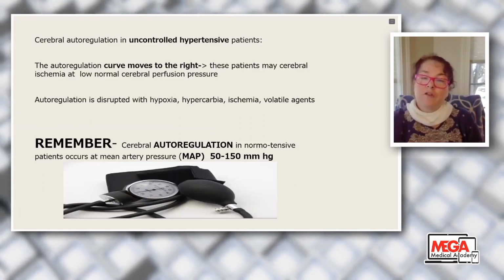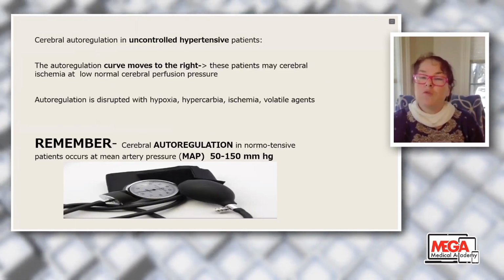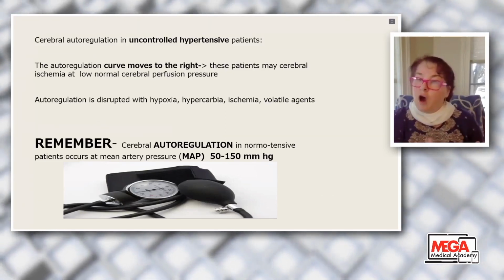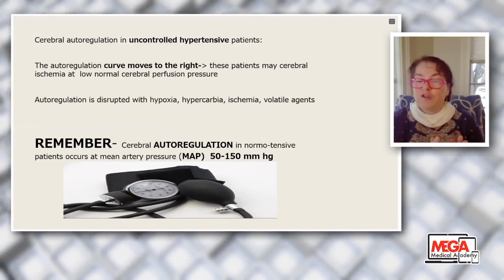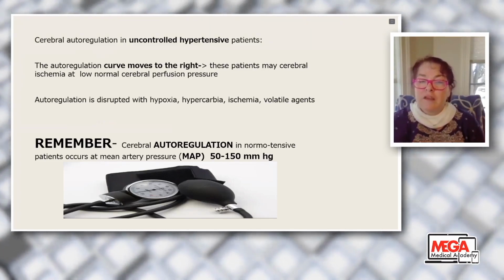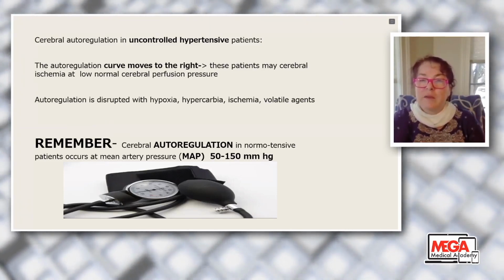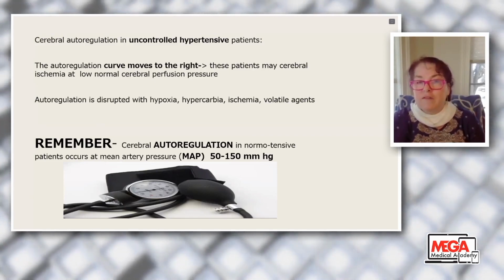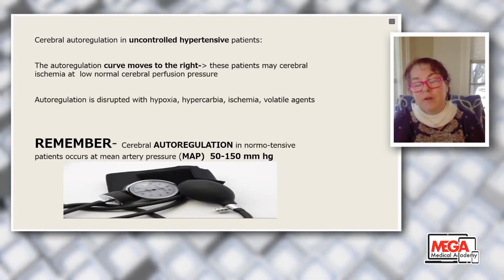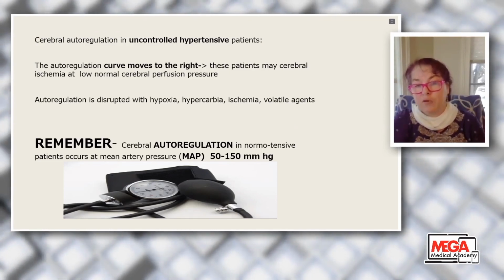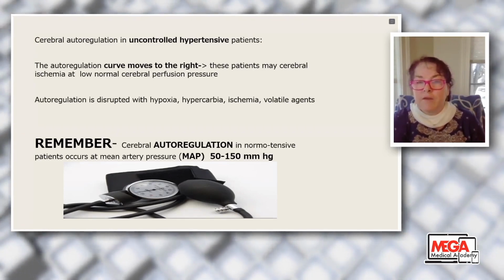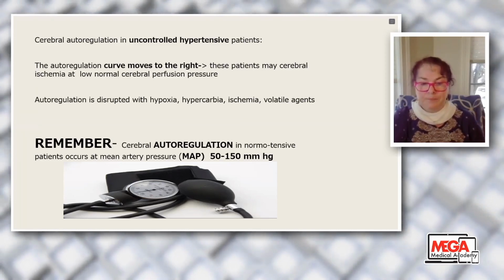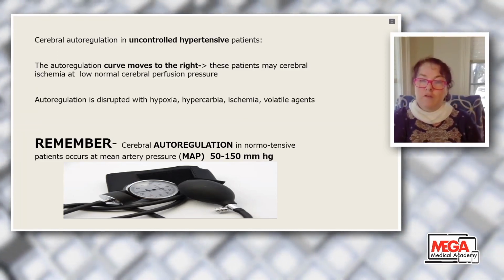So that's a normal patient. If you have a patient with uncontrolled hypertension, their cerebral autoregulation curve is shifted to the right. These people may have cerebral ischemia at pressures we would normally consider normal because they're used to such high pressure. So that's always something to remember if you have a patient with chronic hypertension that's not treated: they're going to need higher pressures than the normal patient. So their curve is going to shift to the right.